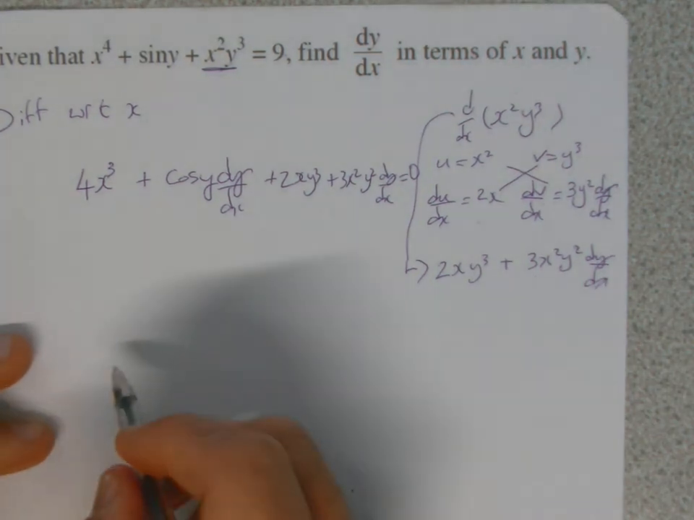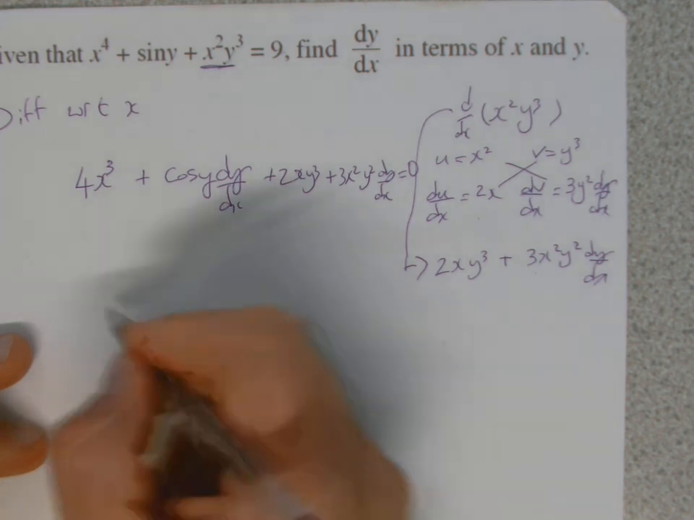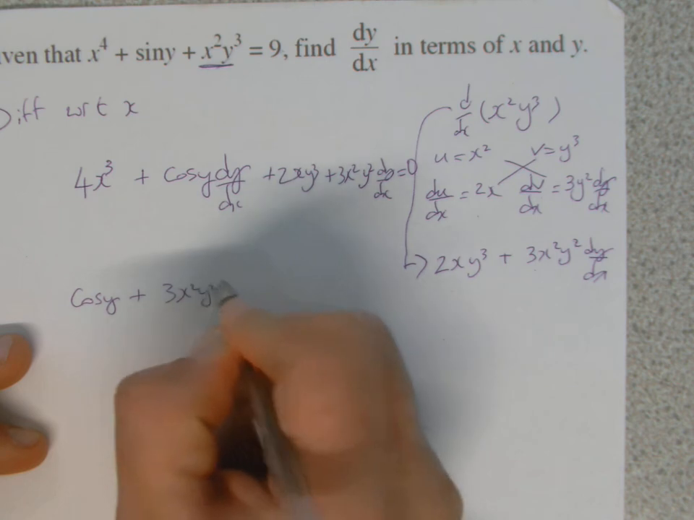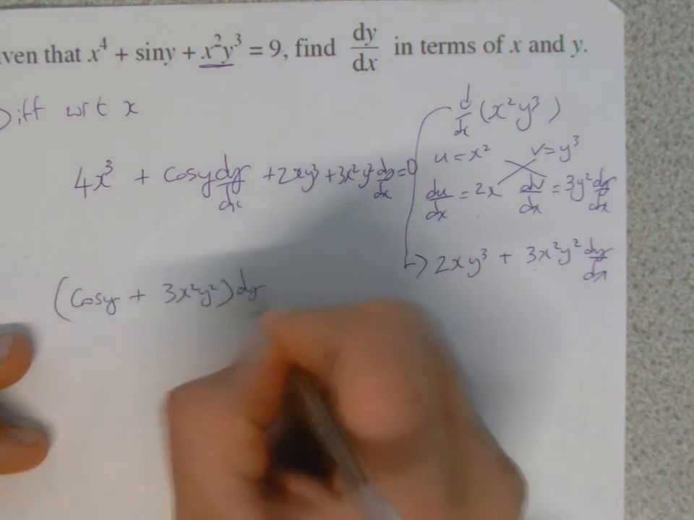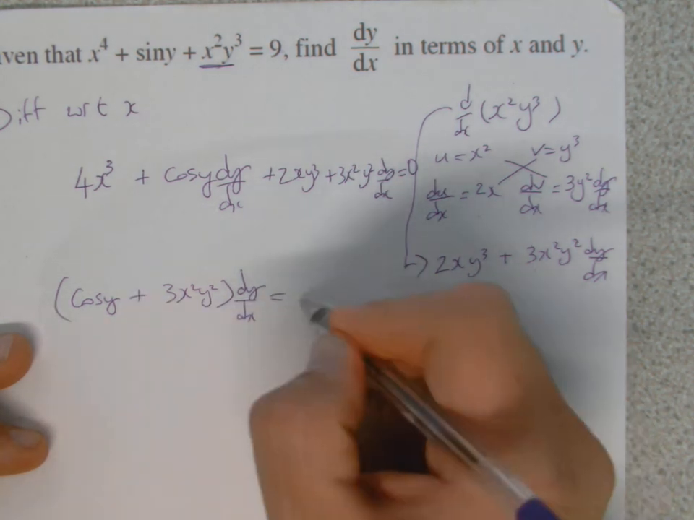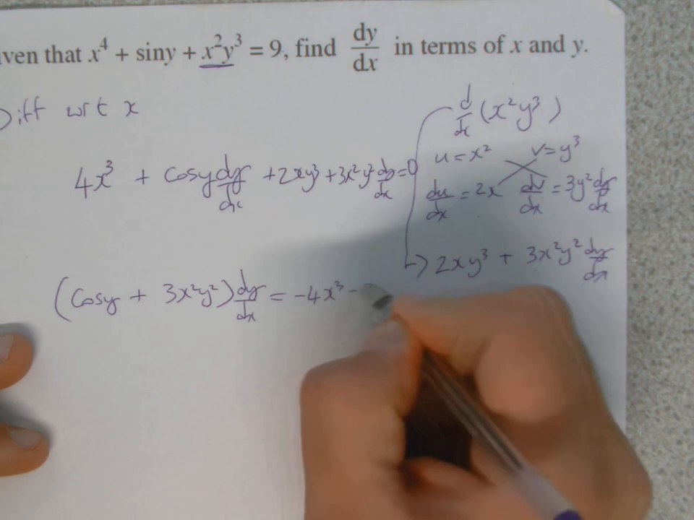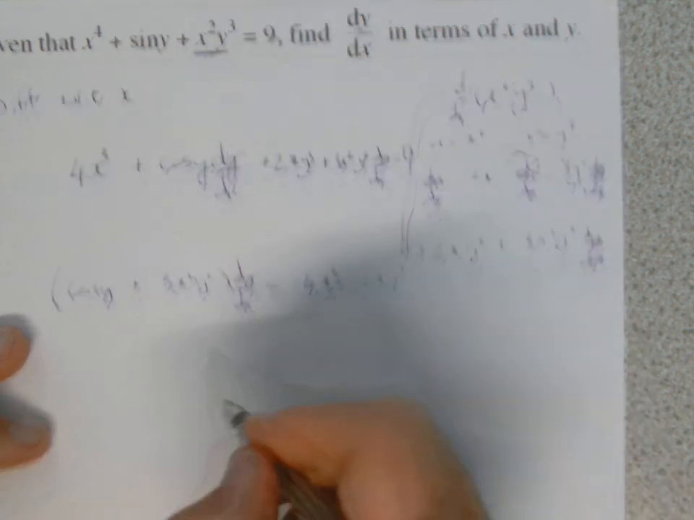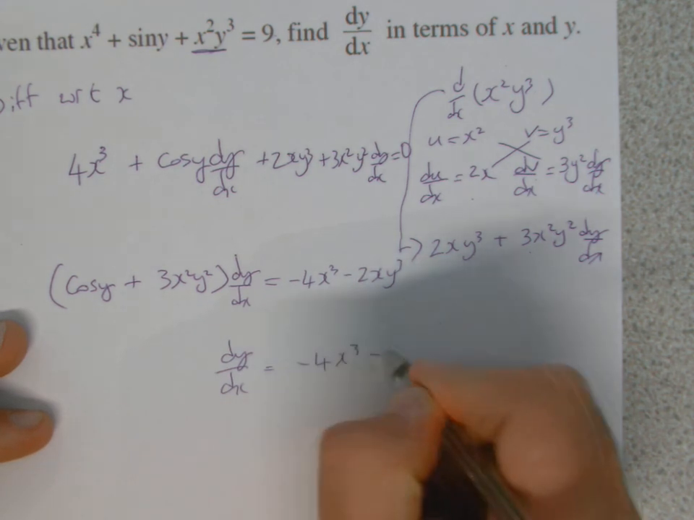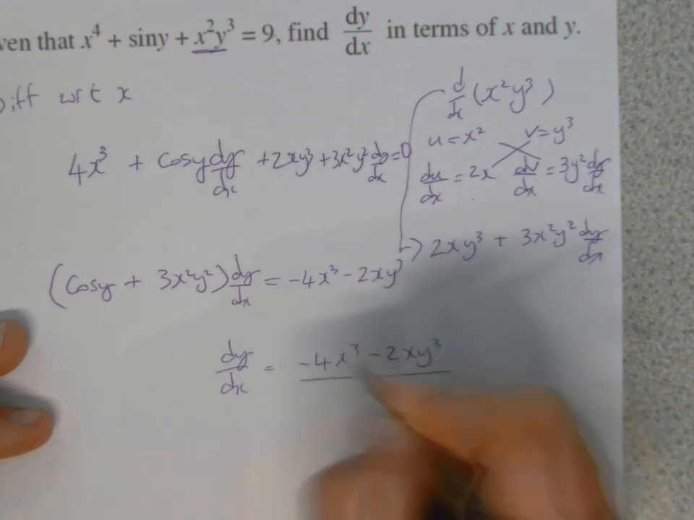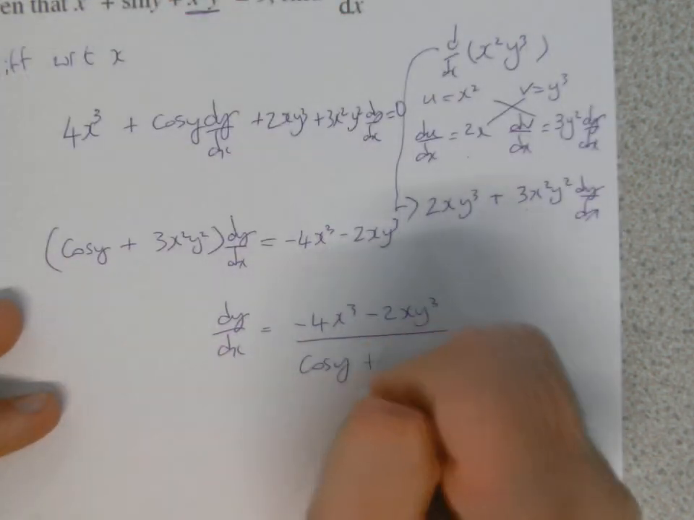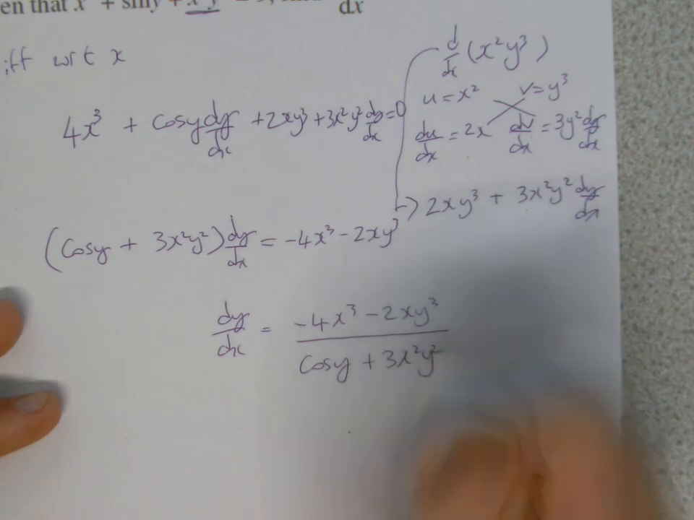Okay, all you've got to do then underneath is factorize out the dy dx. So cos y plus 3x squared y squared, I've got dy dx attached to them. So factorize that out. Take the other stuff over to the other side. So I have minus 4x cubed minus 2xy cubed. Then dy dx will equal minus 4x cubed minus 2xy cubed, all over them, because we times them by dy dx. Take it over and divide. Cos y plus 3x squared y squared.